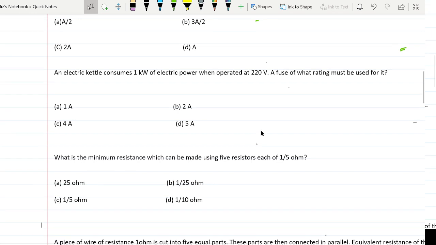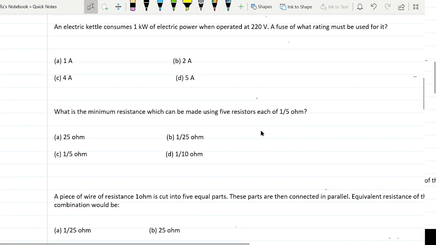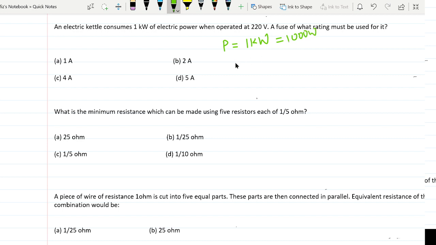An electric kettle consumes 1 kilowatt of electric power when operated at 220 volt. A fuse of what rating must be used for it? So let's write what is given here. Power of the kettle is given as 1 kilowatt, which is equal to 1000 watt, and the voltage on which it is operated is 220. The current rating of the fuse they have asked. So using this data you can find it.